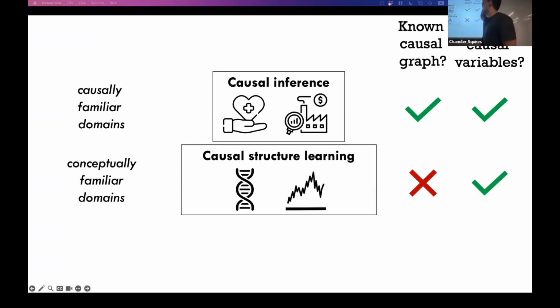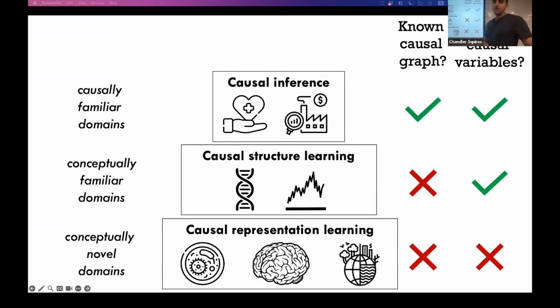A point I like making about gene regulatory networks and learning those is that even having domain experts that can tell you what the relevant variables are is no small feat. It took hundreds of years of development in biology to pin down genes as the concept that we want to deal with, and to develop technologies that exactly measure those concepts. And maybe they don't even exactly measure those, they measure some proxies and so on.